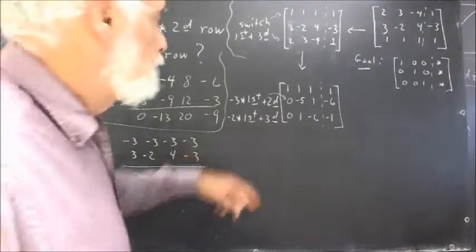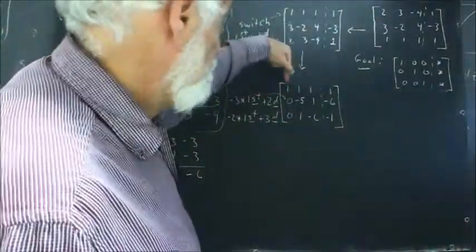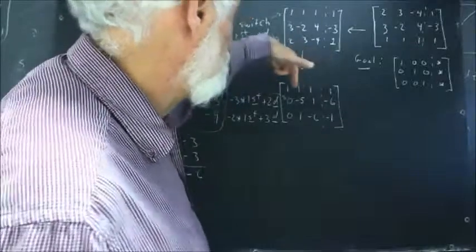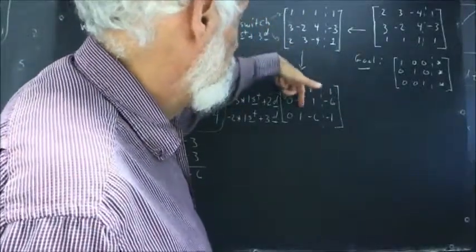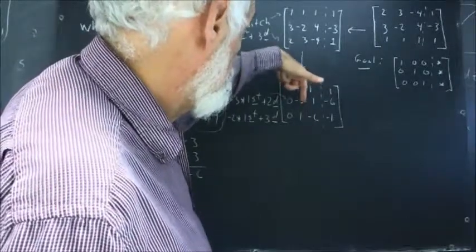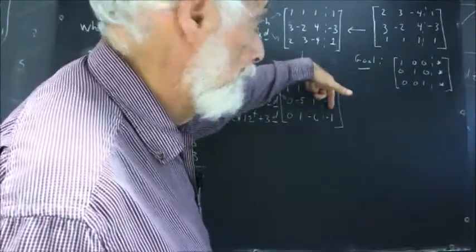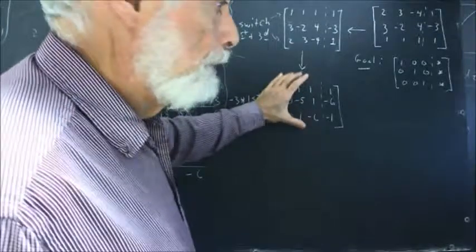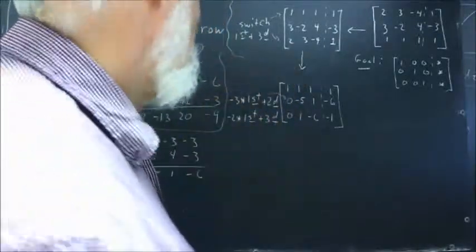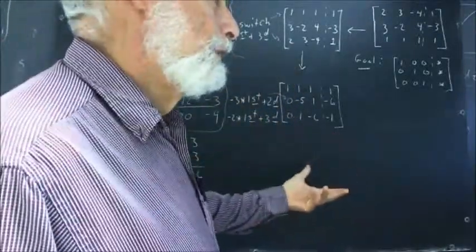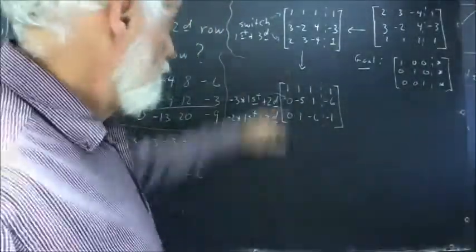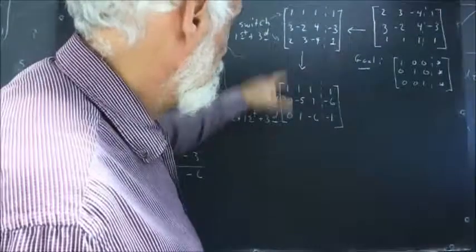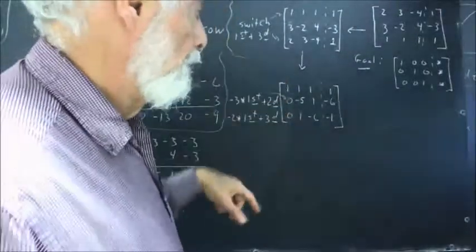Okay, now recall what this means. It means x plus y plus z equals 1, negative 5y plus z equals negative 6, and y minus 6z equals negative 1. Those aren't equations that we got when we did the original analysis, because we started the original analysis off by eliminating z from every equation. Here we've eliminated x from 2 of the equations.